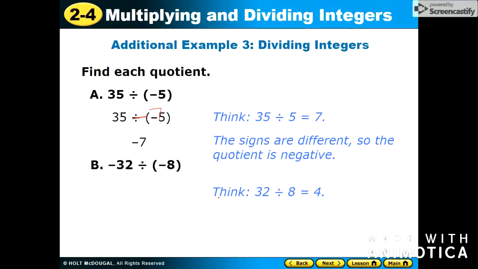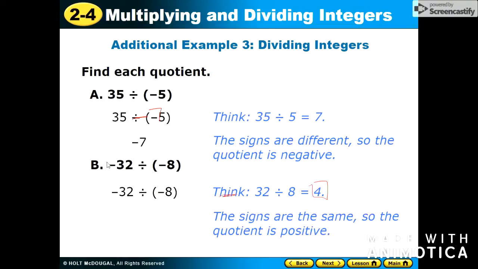That's 4. Now think about my signs. Same sign or different sign? They're the same. So my answer in the end will be positive. So +4 is my answer.